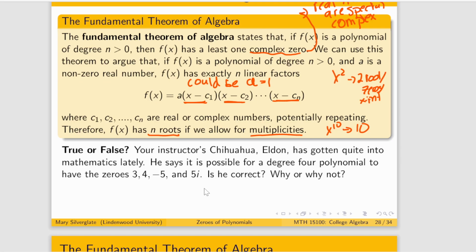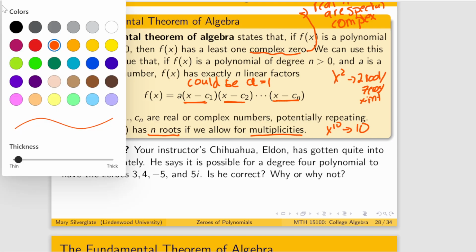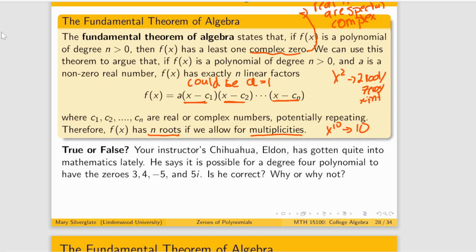So let's take a step back and look at an example of a problem that would require you to apply the fundamental theorem of algebra. So let's say my Chihuahua Eldon has gotten into math a lot lately. He says it's possible for a degree 4 polynomial to have the zeros 3, 4, -5, and 5i. Is he correct? So pause your video and think about, is he correct or not? He is not correct. Why is he not correct?